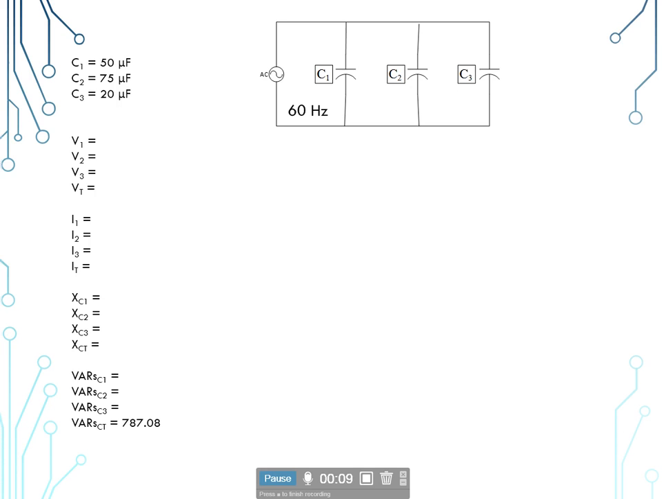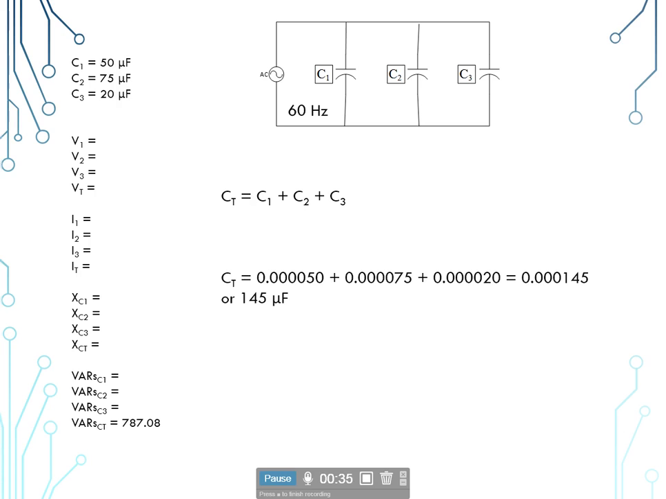If you remember from part 10 on our purely capacitive circuits, we flip-flop some of our formulas between the series and the parallel. So rather than using the reciprocal formula, we'll be using the additive formula here. Our total capacitance is equal to C sub 1 plus C sub 2 plus C sub 3. So we take our 50 microfarads plus our 75 microfarads plus our 20 microfarads, giving us 145 microfarads.